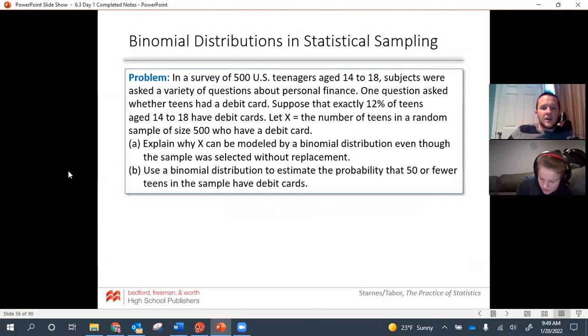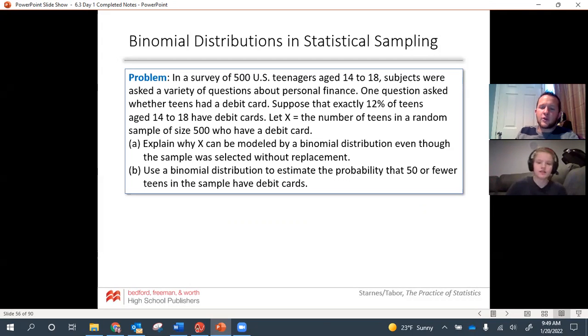Here we go. In a survey of about 500 US teenagers aged 14 to 18, subjects were asked a variety of questions about personal finance. One question asked whether teens have a debit card. Suppose that exactly 12% of teens aged 14 to 18 have debit cards. Let X equal the number of teens in a random sample of size 500 who have a debit card. Explain why X can be modeled as a binomial distribution, even though the sample was selected without replacement.